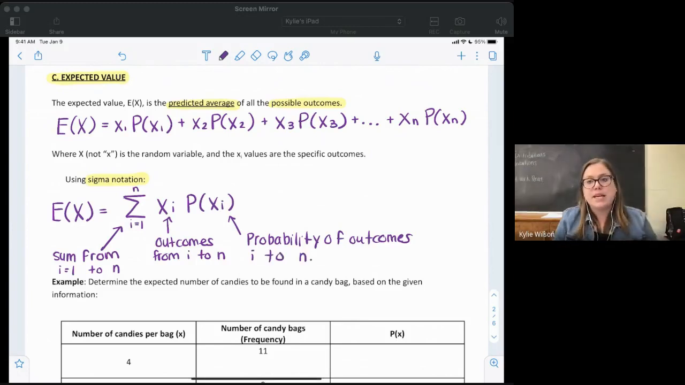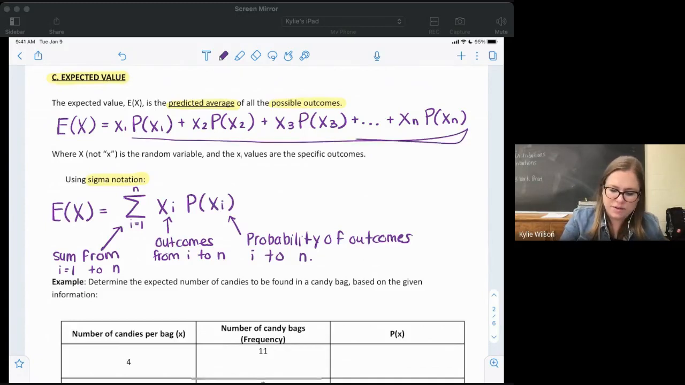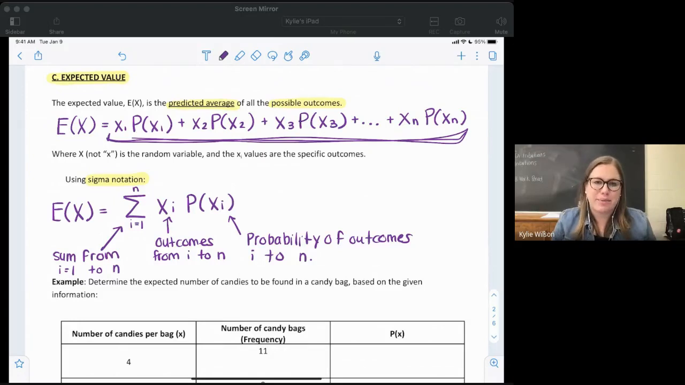There we go. So basically what we're doing is it's a short form of writing out this long thing up here. And it's just really helpful, especially let's say we had hundreds of different outcomes. This would help us just to keep track of things and write it out in a different way.